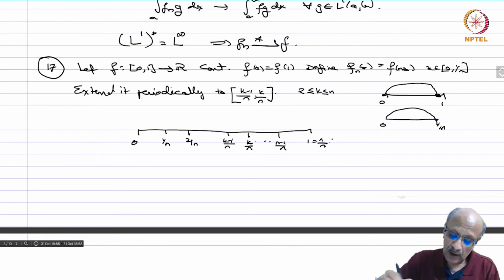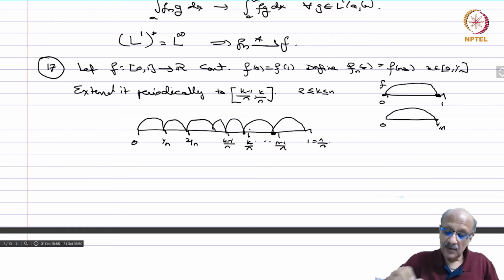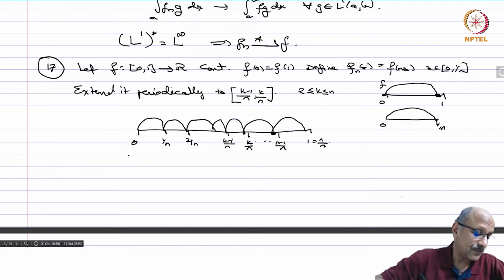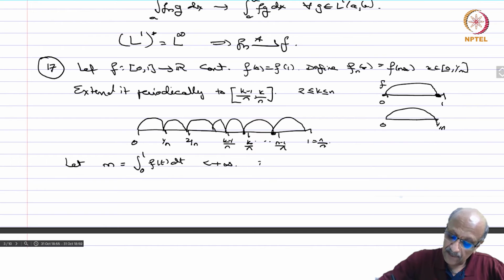So what you did earlier, you took this function f which is on [0,1] and then you scaled it to [0,1/n]. Now you reproduce the same function like this. After scaling you simply move that function like this. Okay, so let m equal the integral from 0 to 1 of f(t) dt, which of course will be finite because f is a continuous function.